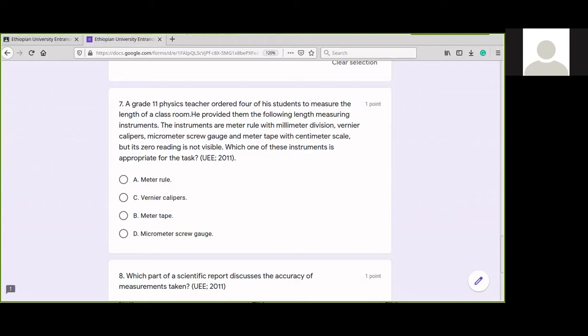Meter tape. Because measuring the classroom length using a screw gauge is difficult. A screw gauge is an instrument used to measure the diameter or the thickness of a solid object, yes? Again, the Vernier caliper has the same function as the micrometer screw gauge. Therefore, the correct answer is meter tape.